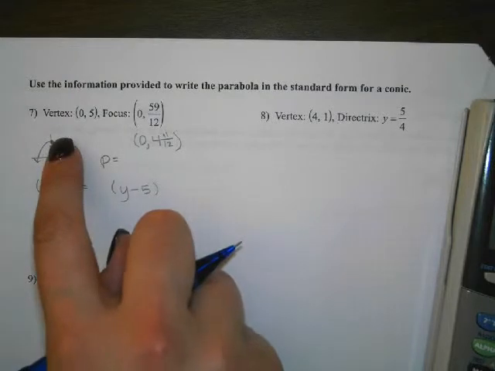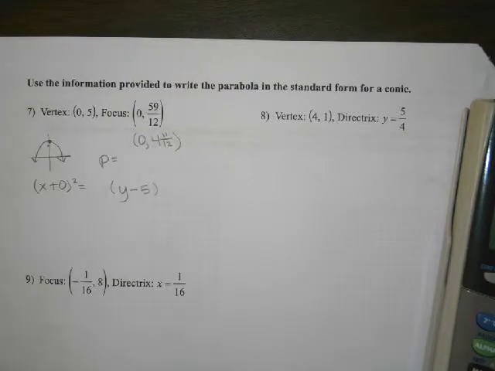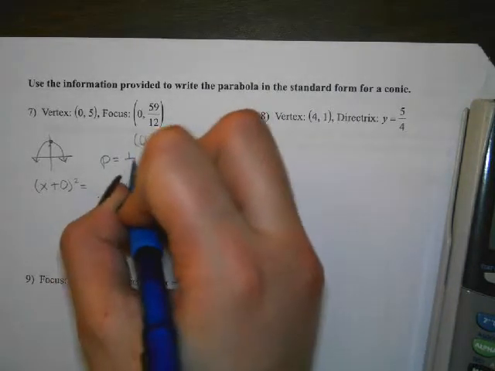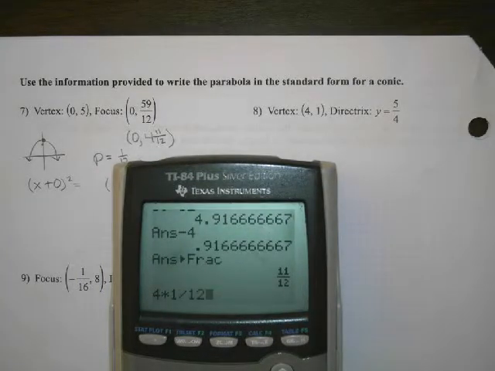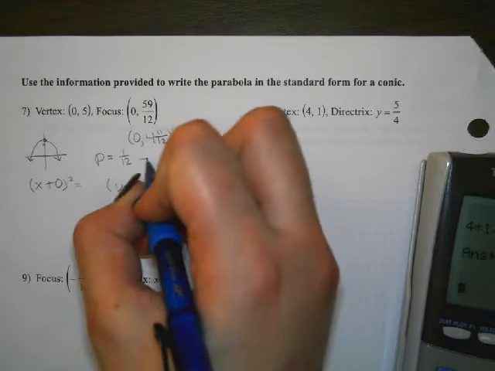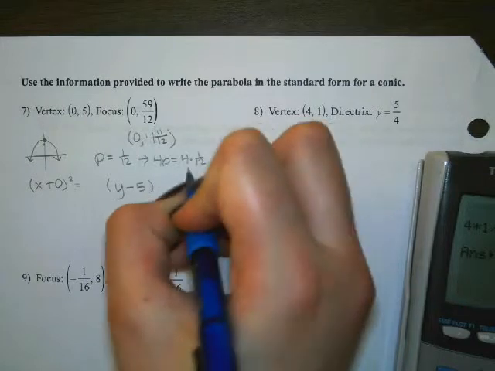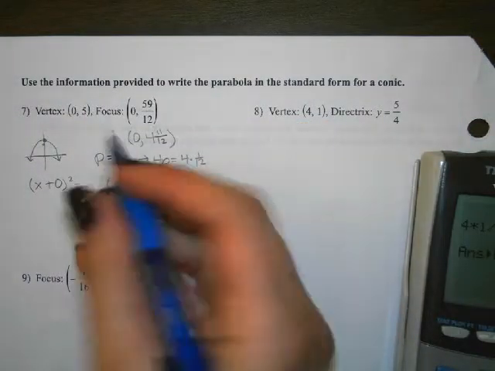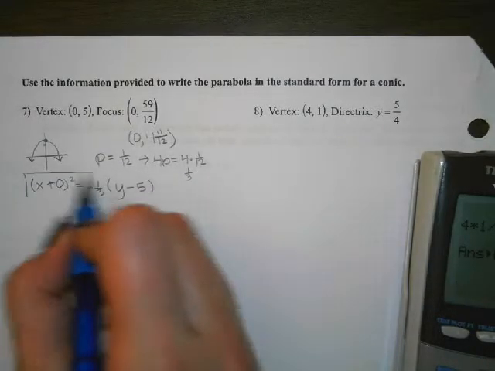So the vertex is at 5, the focus is at 4 and 11/12. So how far down did it go? 1/12. It went down 1/12. So in my calculator, I'm going to do 4 times 1/12. That's 1/3, right? So I'm going to say if p is 1/12, then 4p is 4 times 1/12, which is 1/3, right? And so this is going to be negative 1/3, and again I have the negative because I know that this graph is upside down.